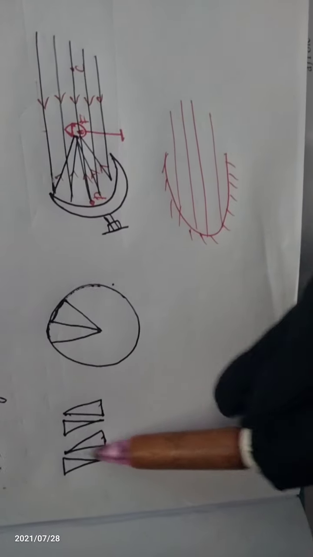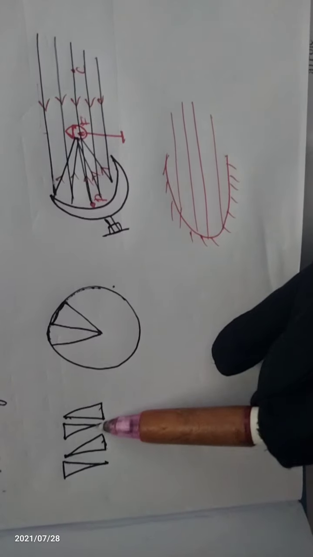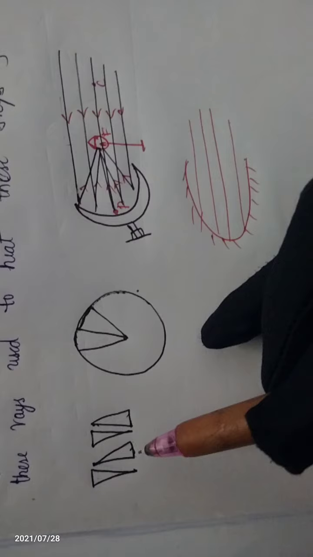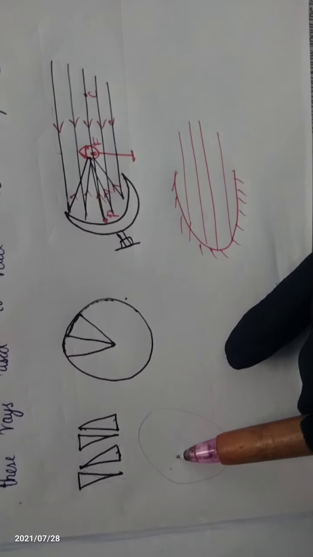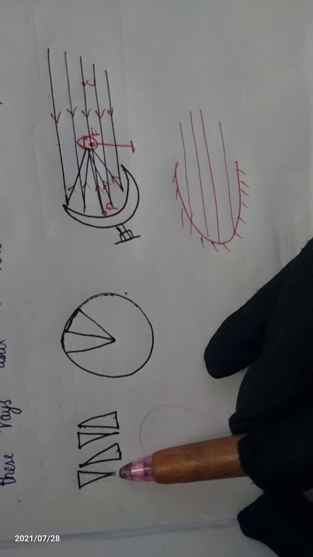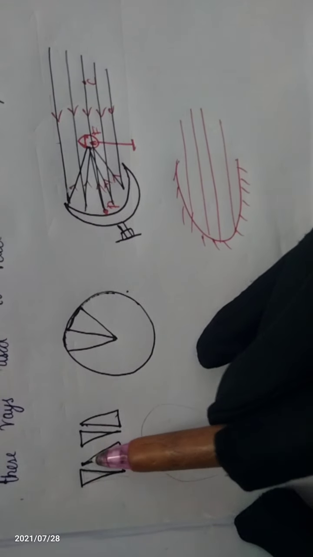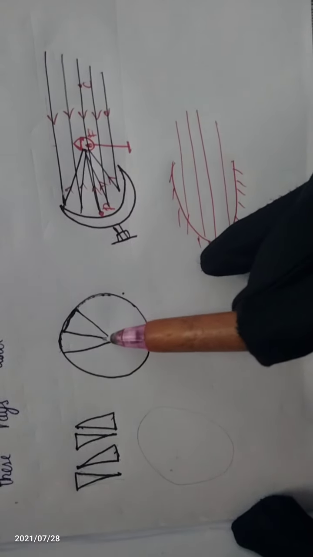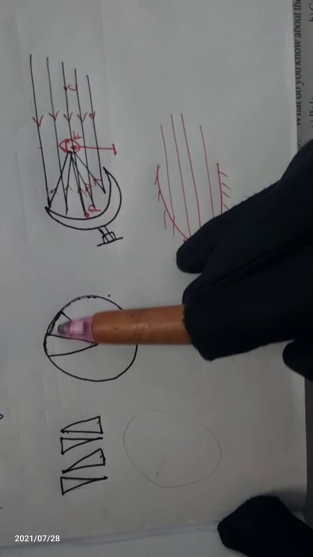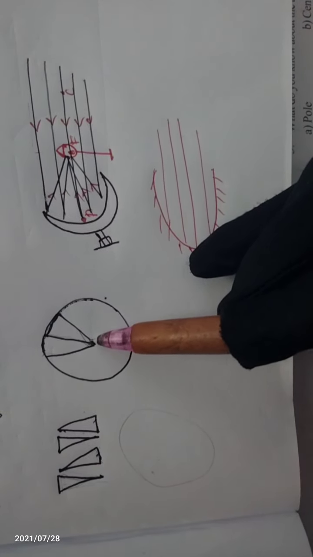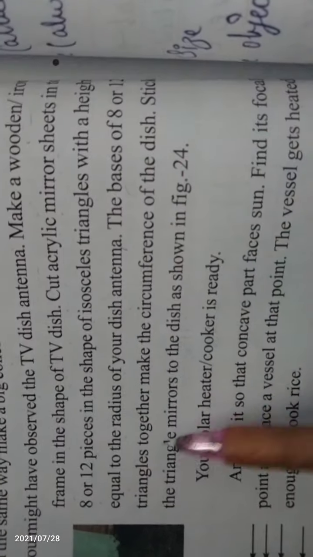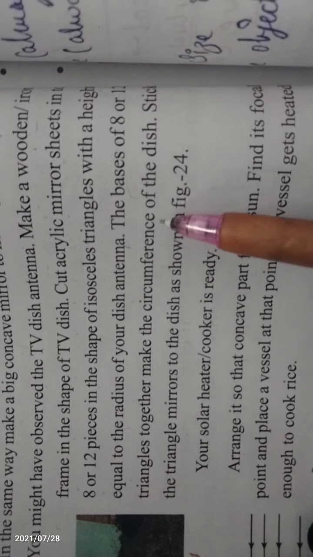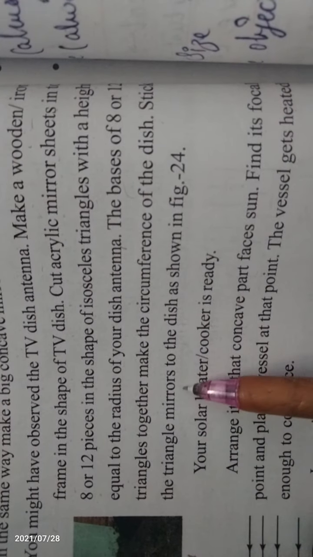How? Like this shape we have to cut. This shape is nothing but an isosceles triangle, and its height should be equal to the big antenna frame which we prepared, right? So we cut these sheets into isosceles triangles, and we arrange them over the frame which we made in wood or iron, right? The bases of the 8 to 12 triangles together make the circumference of the dish. Stick the triangle mirrors to the dish.